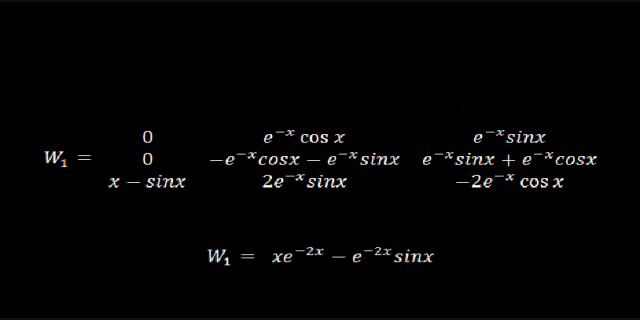Here we take our W1 by substituting column 1 by column 4 from W's matrix. Evaluating the 3 by 3 matrix gives us the W1.